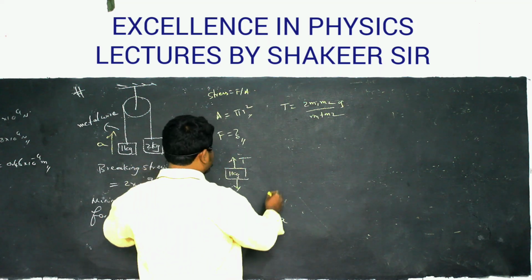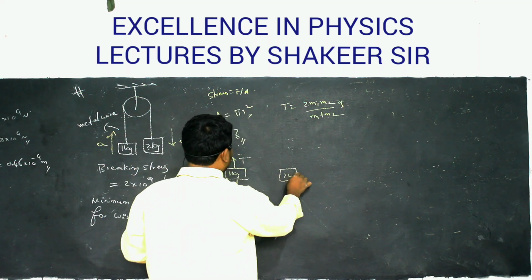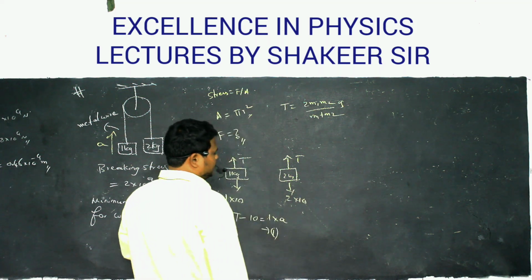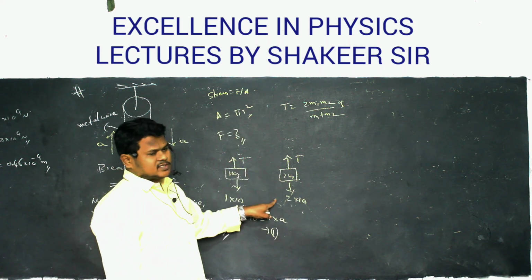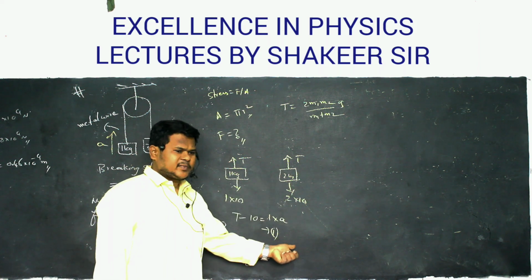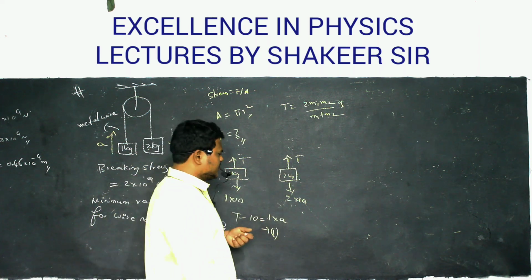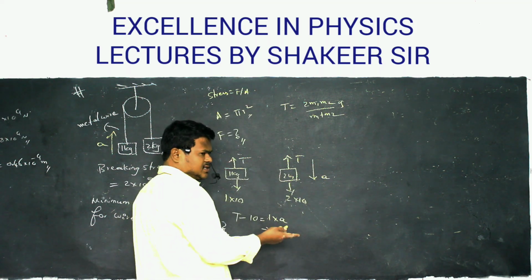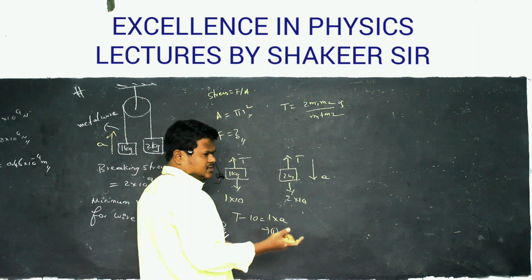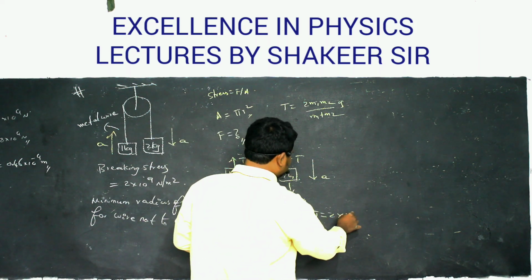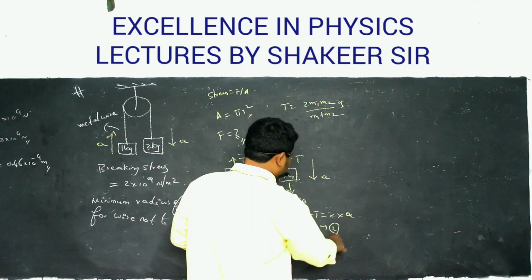Similarly, for the 2 kg body, tension is acting upwards and weight, 2 into 10 Newton, is acting downwards. Out of these two, 20 Newton is the bigger force, which is why it is coming downwards with an acceleration of a. Net force is bigger force minus smaller force. So 20 minus T is equal to mass into acceleration, 2 into a. This is my equation number 2.